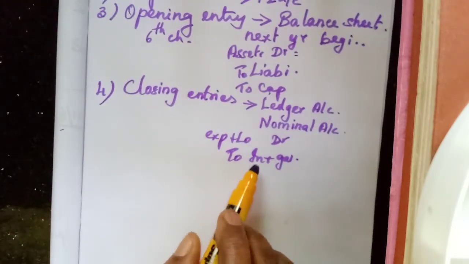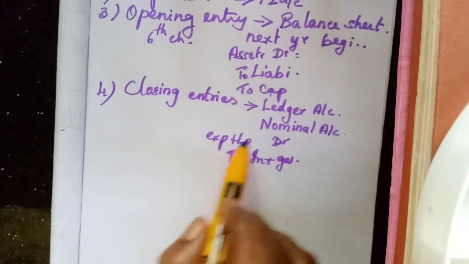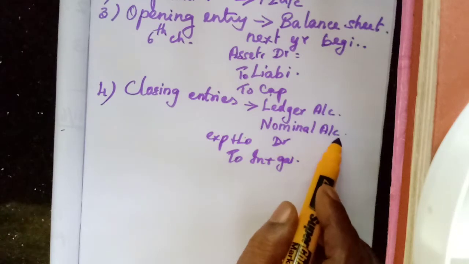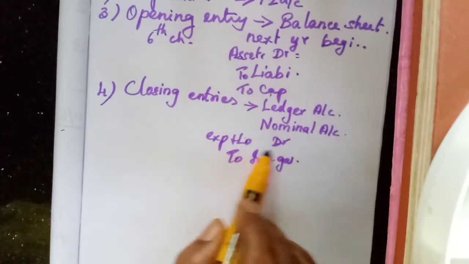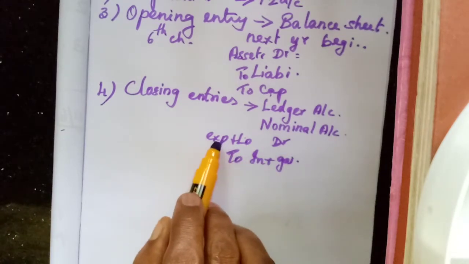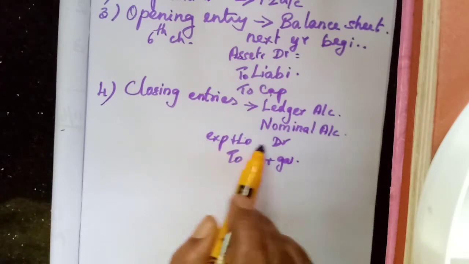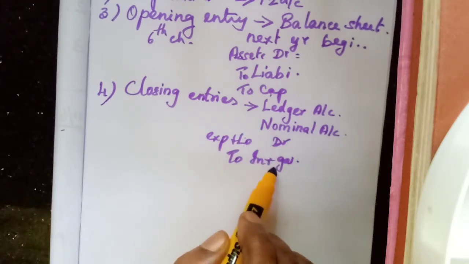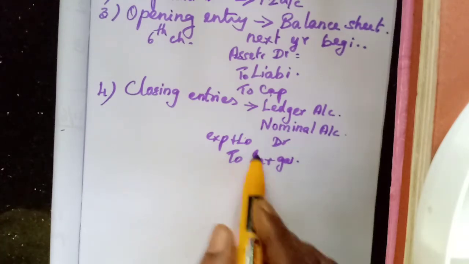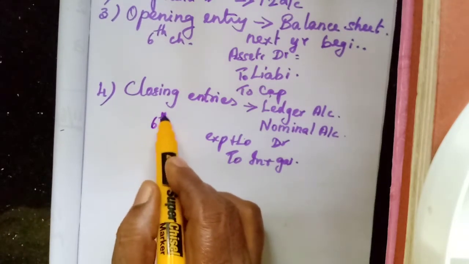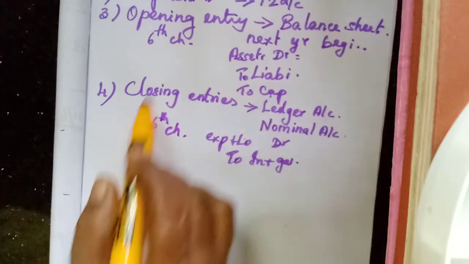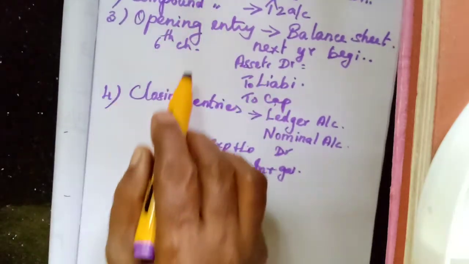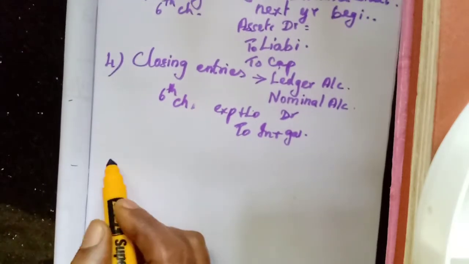One more entry they will prepare. This is the closing entry. So all the ledger account balances, especially the nominal account balances, will be entered as the closing entry. They will debit all the expenses and losses and they will credit all income and gains. This also we will learn in the 6th chapter. Single entry and compound entry we will learn in this lesson itself; the others in the 6th lesson.